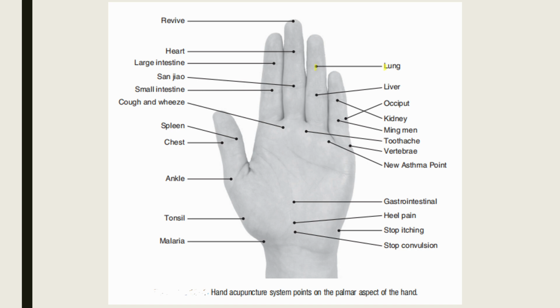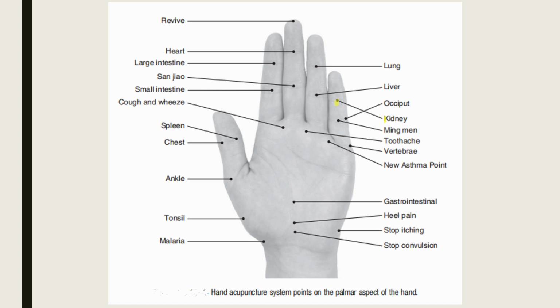The lung point is located at the midpoint of the transverse crease of the distal interphalangeal joint of the ring finger. Indications: cough, asthma, fullness of the chest, and chest pain. Mingmen. Location: at the midpoint of the transverse crease of the proximal interphalangeal joint of the little finger. Indications: low back pain, nocturnal emissions, and impotence.